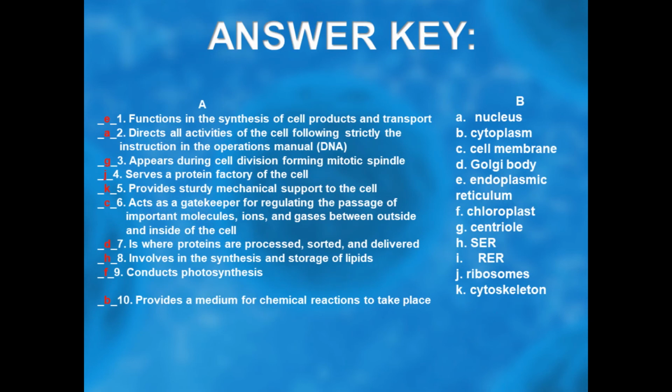Very good. All of your answers in the assessment are correct. For number 1, endoplasmic reticulum. 2, nucleus. 3, centriole. 4, ribosomes. 5, we have cytoskeleton. 6, cell membrane. 7, Golgi body. 8, vesicle. 9, we have chloroplast. And last, number 10, cytoplasm.